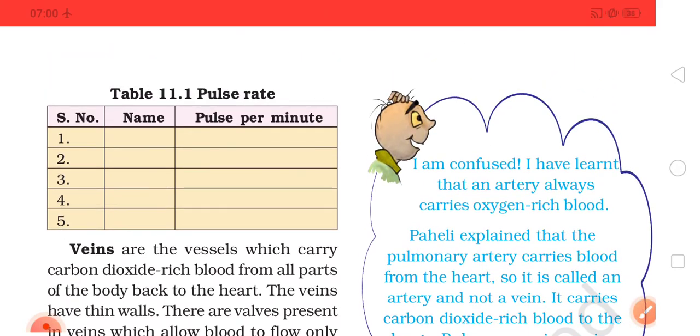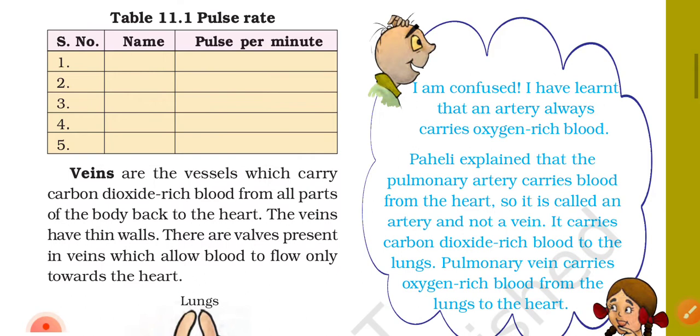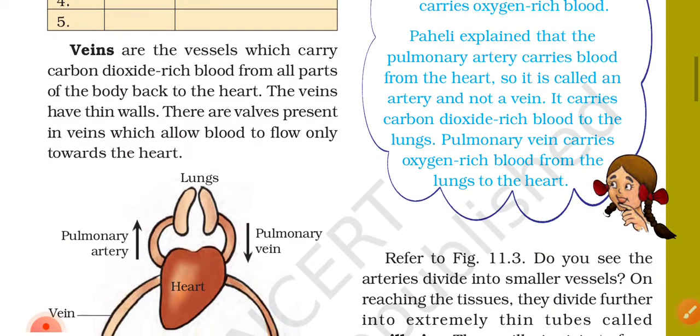Bojo, I am confused. I have learned that an artery always carries oxygen rich blood. Paheli explained that the pulmonary artery carries blood from the heart, so it is called an artery and not a vein. It carries carbon dioxide rich blood to the lungs. Pulmonary veins carry oxygen rich blood from the lungs to the heart.